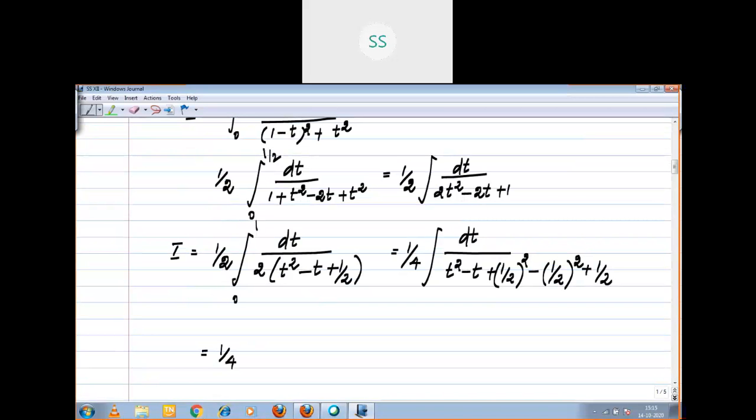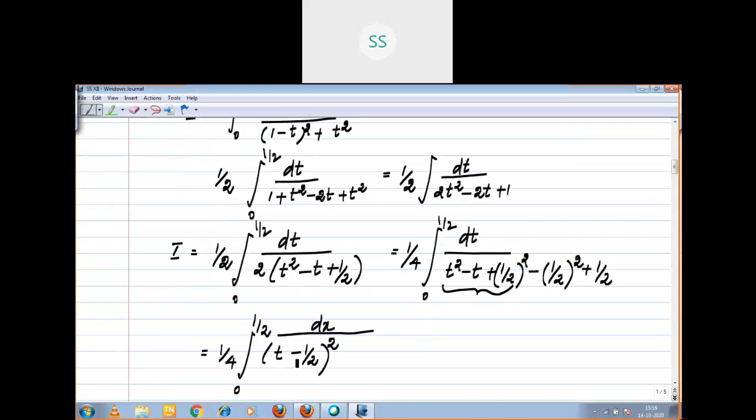Now, which is equal to 1 by 4 into integral. Don't forget to write the limit 0 to 1 by 2. Here also the integral is from 0 to 1 by 2. See, this can be written as t minus 1 by 2 the whole square, right?